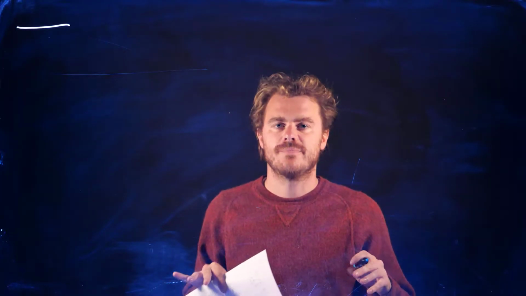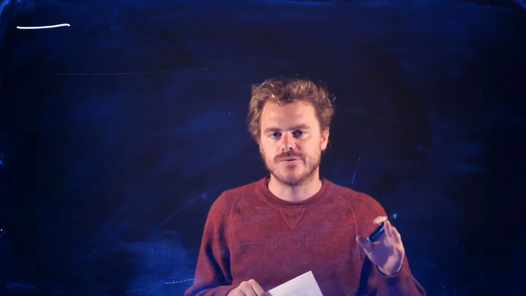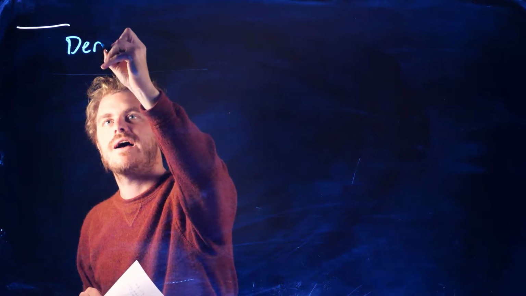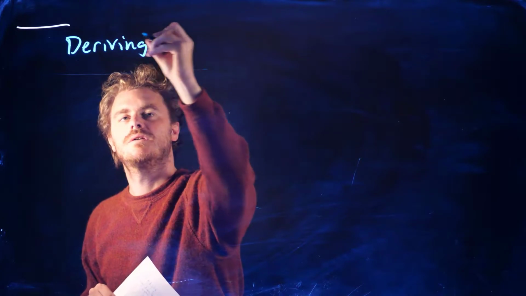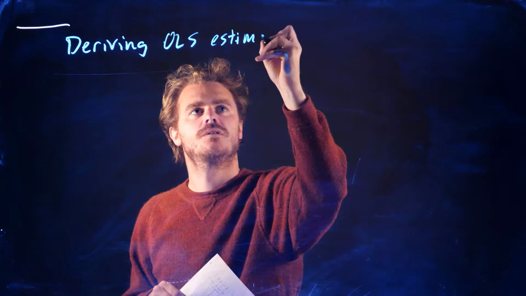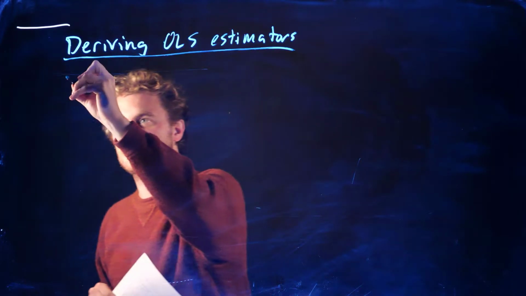So next let's talk about how we're going to derive the estimators that we're going to use for beta 0 and beta 1. So those are those beta 0 and beta 1. So let's just write it down. Deriving OLS estimators. It's easier if we can maybe visually see what we're trying to do.